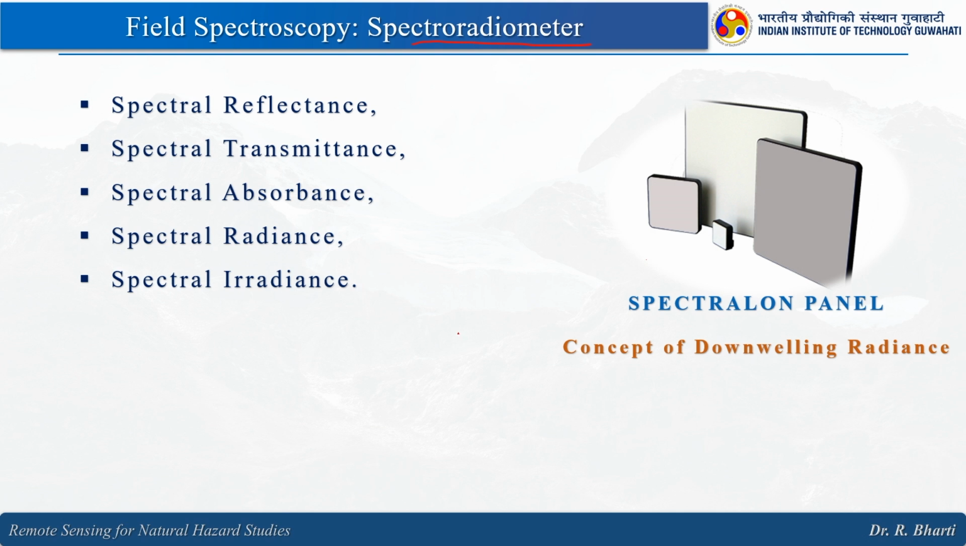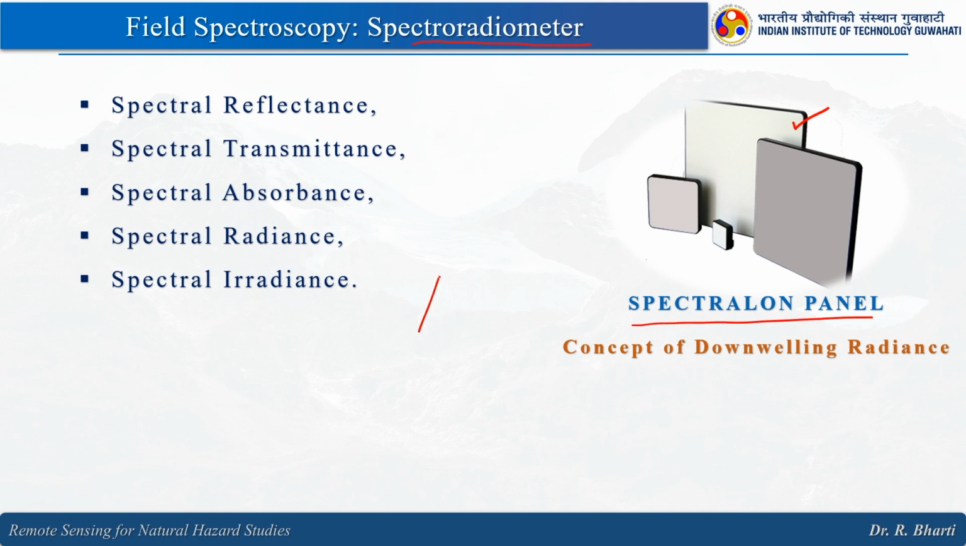But when we try to focus towards the sun, what happens? Your instrument will get saturated, right. From the sun, this is the incoming radiation. Most of the time it is getting saturated because this energy is too high to be handled by this particular instrument when we are directly focusing towards the sun or the source. So, what we do is we put this kind of panel, which is a spectralon panel.